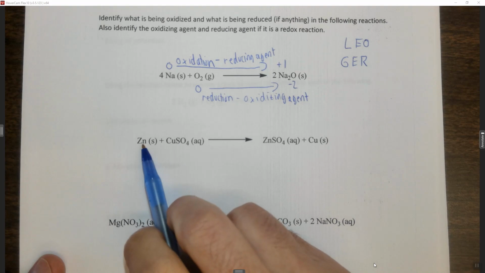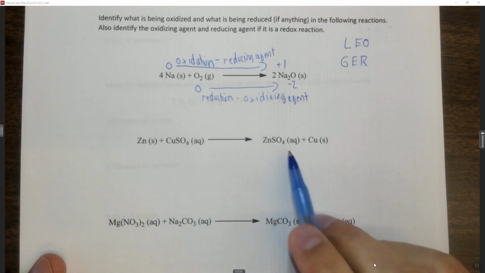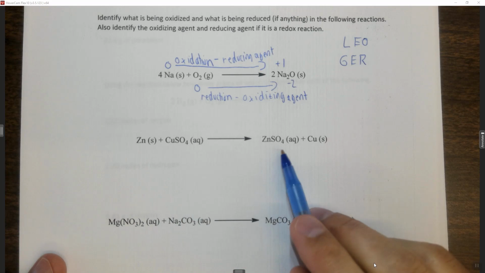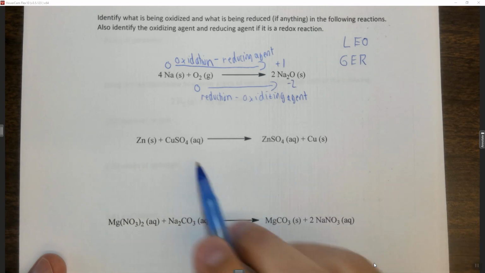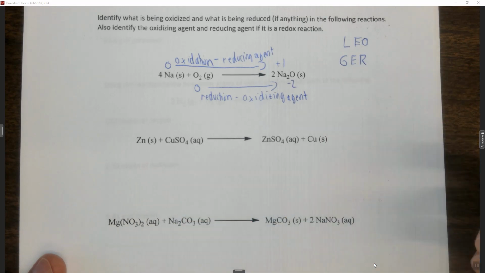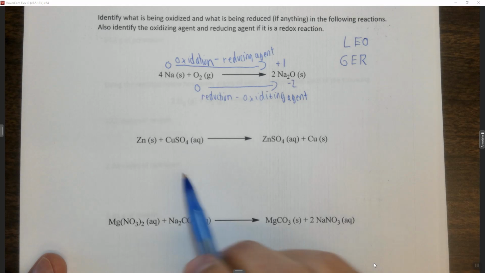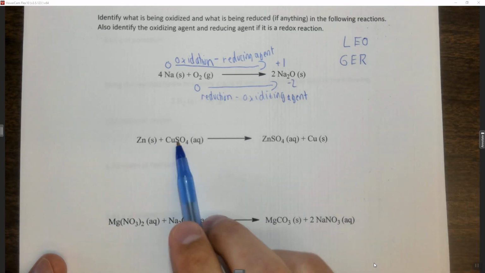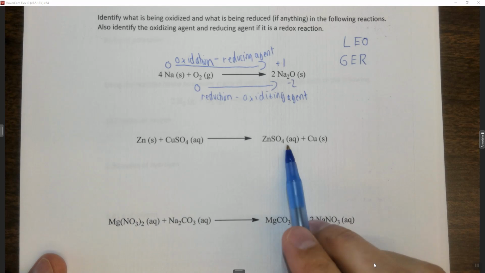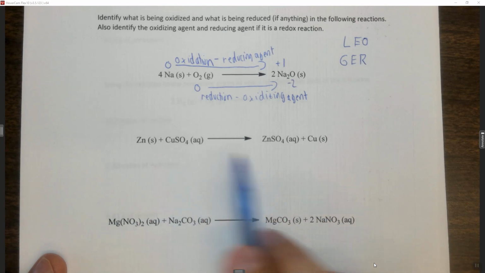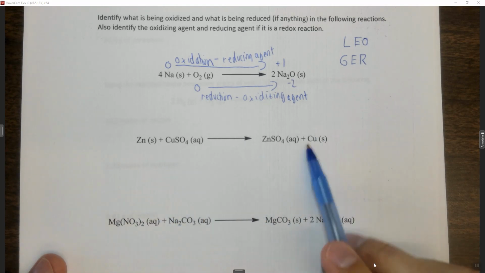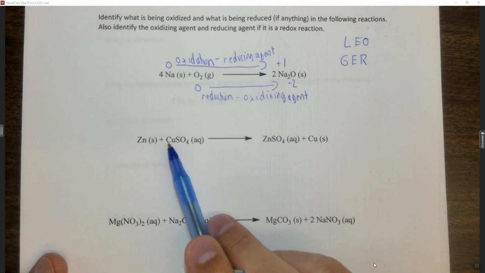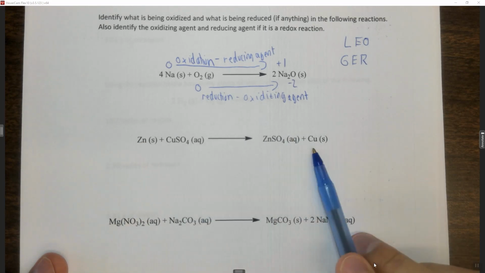All right, let's look at zinc and copper sulfates. The first thing I notice is that sulfate stayed as sulfate on this side and stayed as sulfate on this side, which in oxidation reduction reactions essentially means I can ignore it. Because if it stays as a sulfur bonded to 4 oxygens with a 2- charge, the oxidation state on sulfur and oxygen have stayed the same because it hasn't changed. But zinc and copper have. Zinc went from an element to a compound, and copper went from a compound to an element.